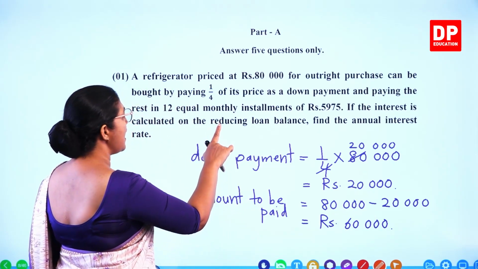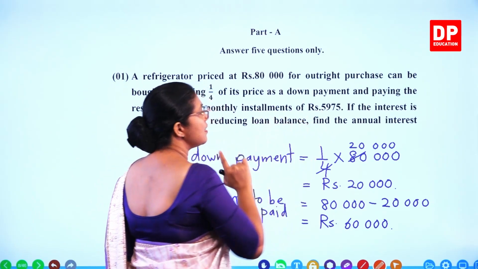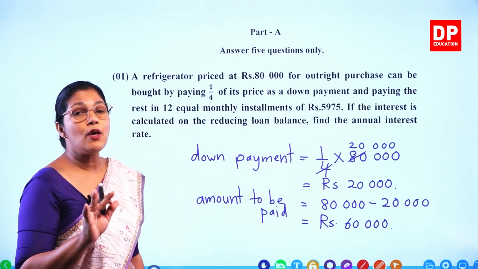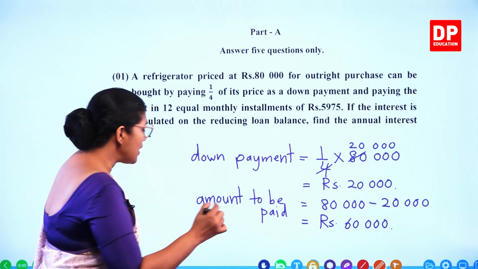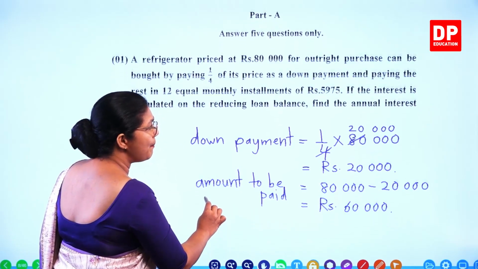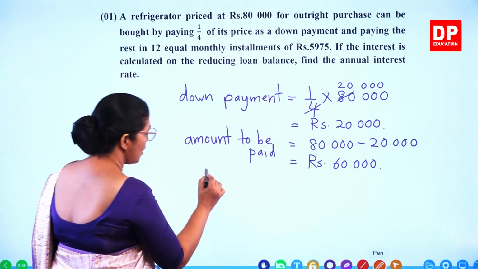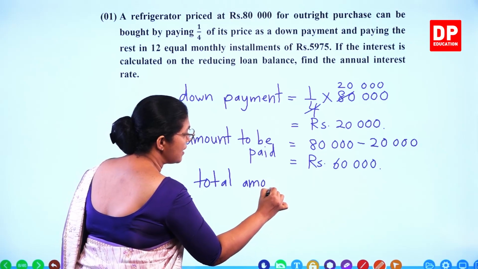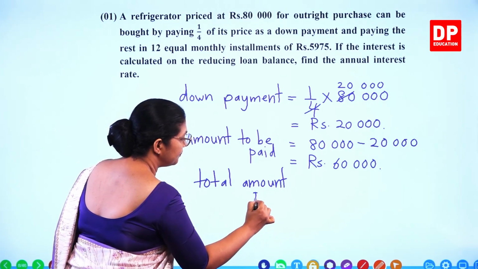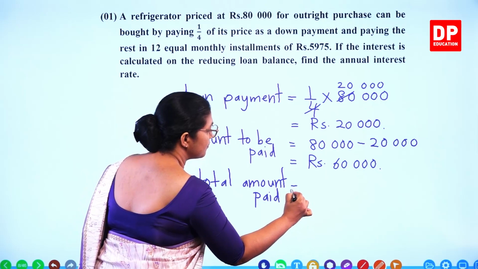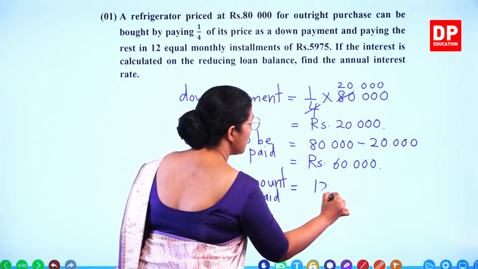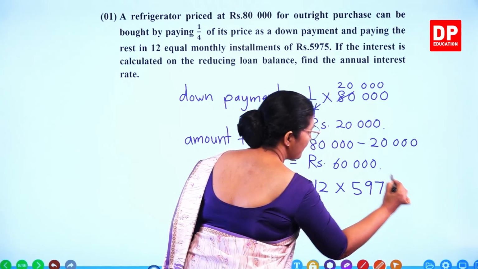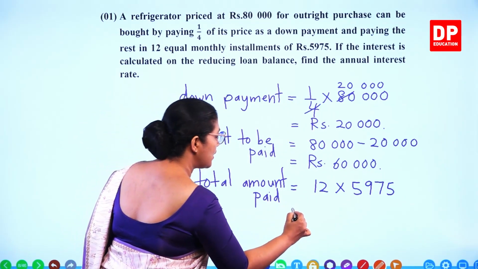But here it says the installment is 5,975 with 12 equal monthly installments. So what is the total amount already paid? Total amount paid, this is with the interest, 12 times 5,975. So let's multiply and find out the total amount.